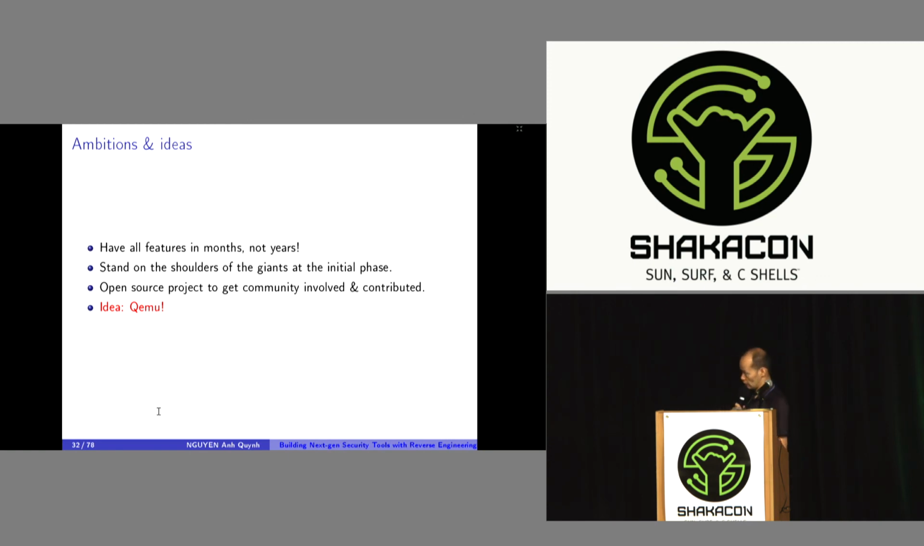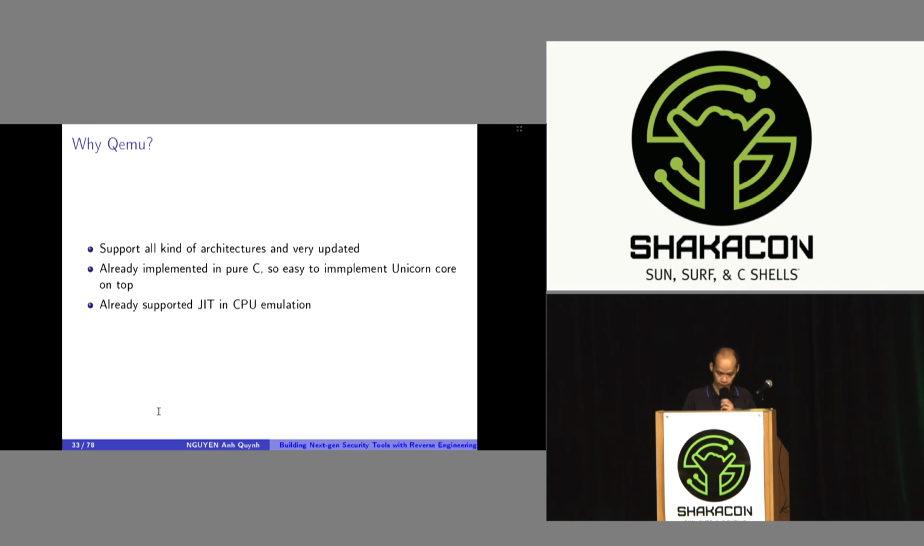So I want a lot of things, but I don't want to spend too much time on that. I want to take just a few months to build my framework. And I do the same thing: I base on something that already exists and fork it. And after that, I open source it for the community to use and contribute. And this time I use QEMU.